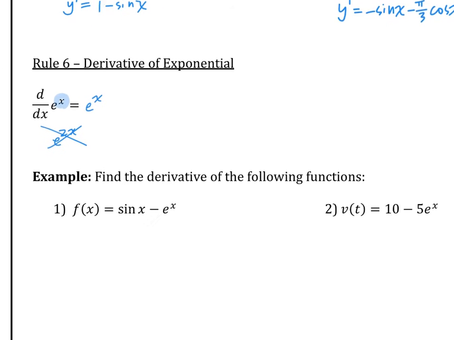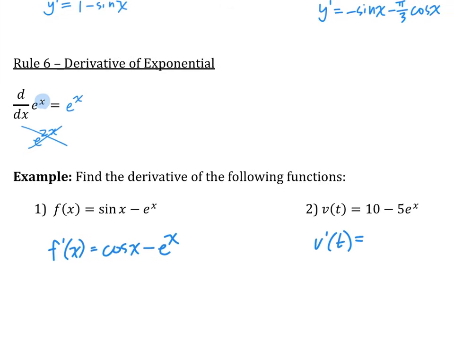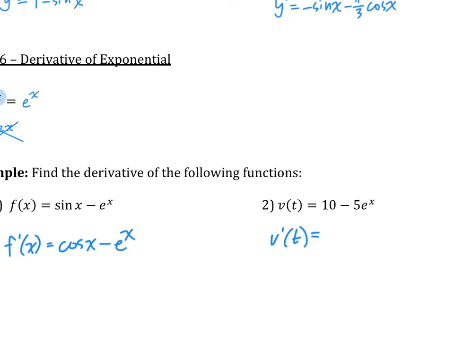All right, so putting all the rules that we have learned together. The derivative of f of x for number 1: derivative of sine is cosine. Derivative of e to the x is e to the x. So easy. Derivative of v of t: derivative of tan, remember constant is a flat line, the slope is 0, so I'm just not going to write it. The derivative of negative 5 e to the x, so constant multiple, so constant stays in the front. E to the x is e to the x.